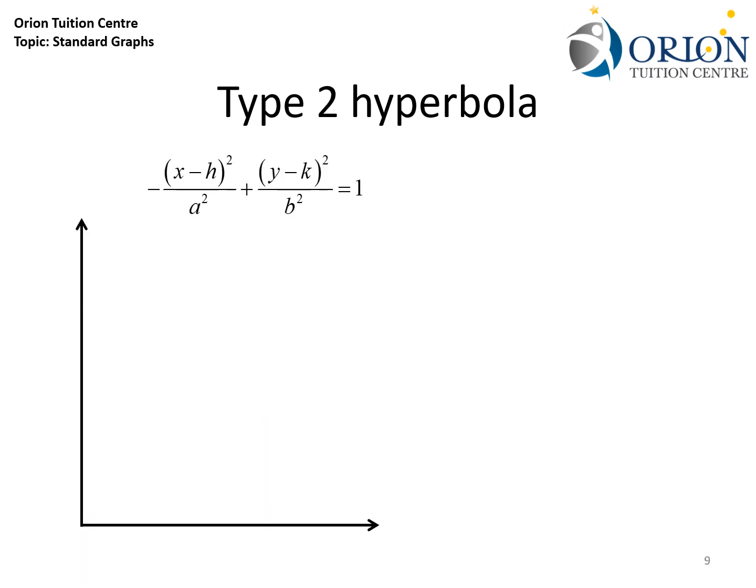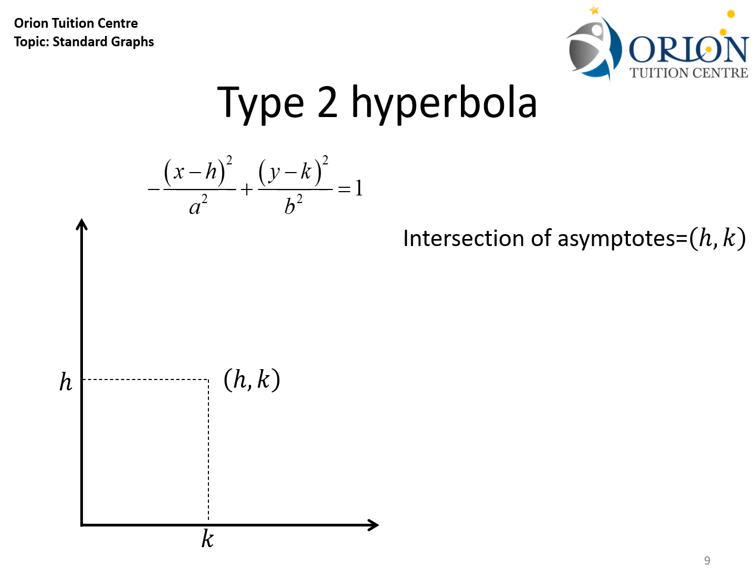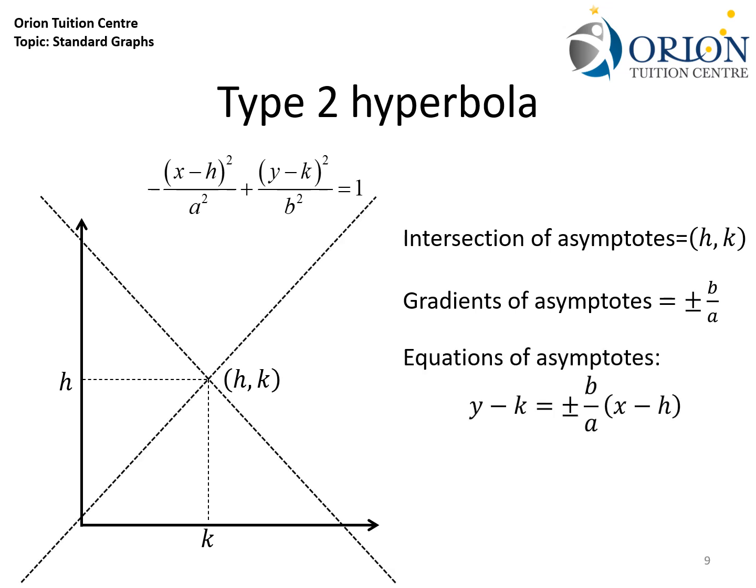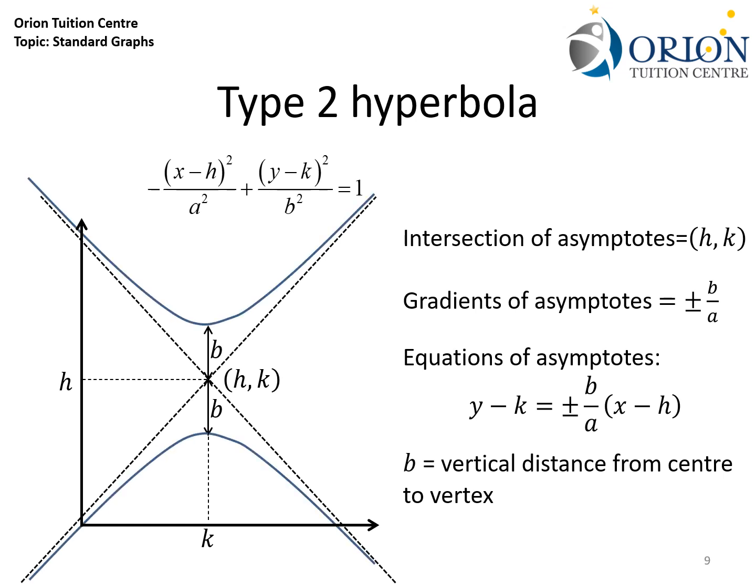Type 2 hyperbolas have very similar characteristics as type 1 hyperbola. The intersection of the asymptotes is still located at (h, k). The gradients of the asymptotes are still plus minus b over a. The equation of the asymptotes can still be found using the same equation. The only difference is that now the denominator a no longer has any meaning, but instead b represents the vertical distance from the center to the vertex of the graph. Thus, the graph of the type 2 hyperbola looks like this.